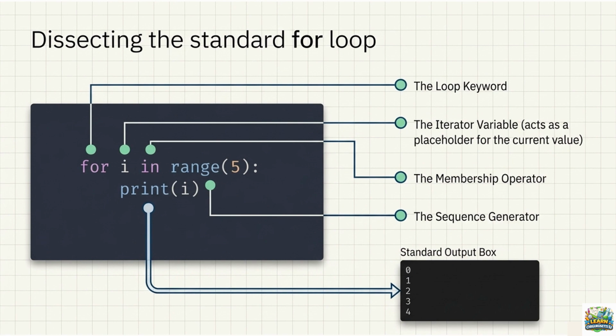This is one of the for loop. This is a simple one. So for is the loop keyword, and i acts as the iterator variable, a placeholder, and in becomes the membership operator, range becomes the sequence generator, and in the brackets we write the range. Print prints out the output. So I'll write this code in the visualizer to show you.